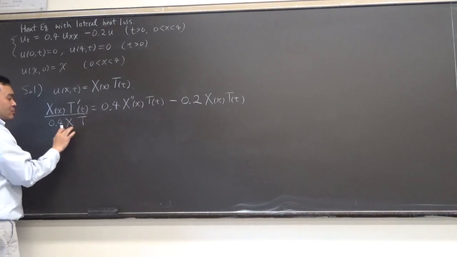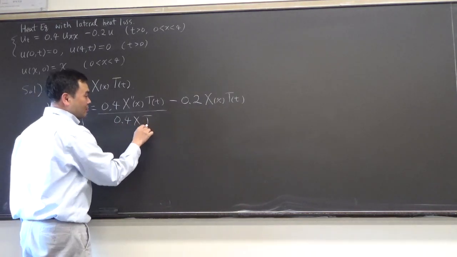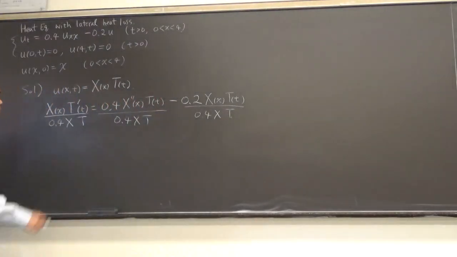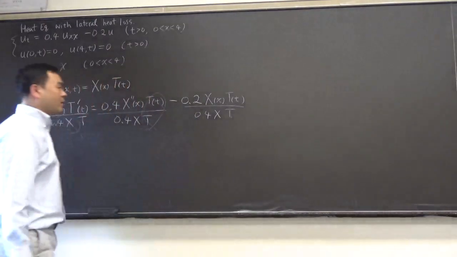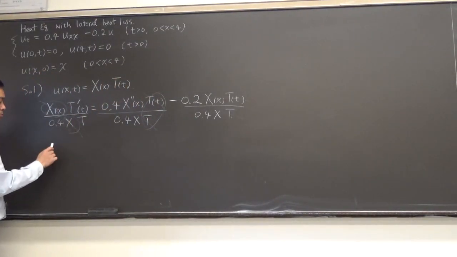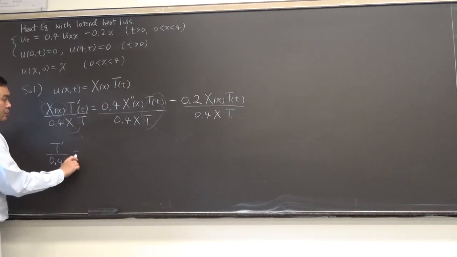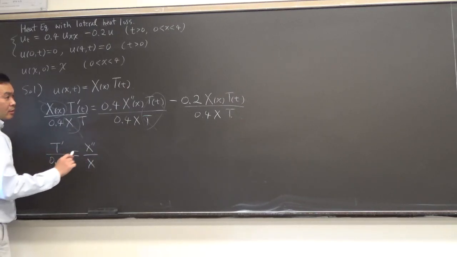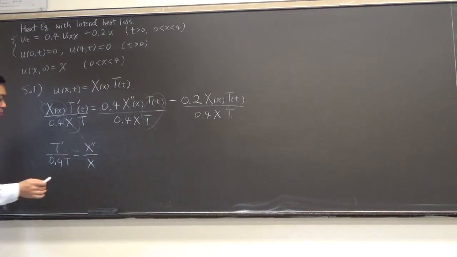X t. This is really x of x and t of t. I hope you're okay with it. So this x and this x will cancel out. This t and this t will cancel out, and here both of them cancel out. And the resulting equation is that you have t prime over 0.4t equals just x double prime over x, and then 0.2 divided by 0.4 is like 1/2, right? Or yeah, let's just put 1/2.